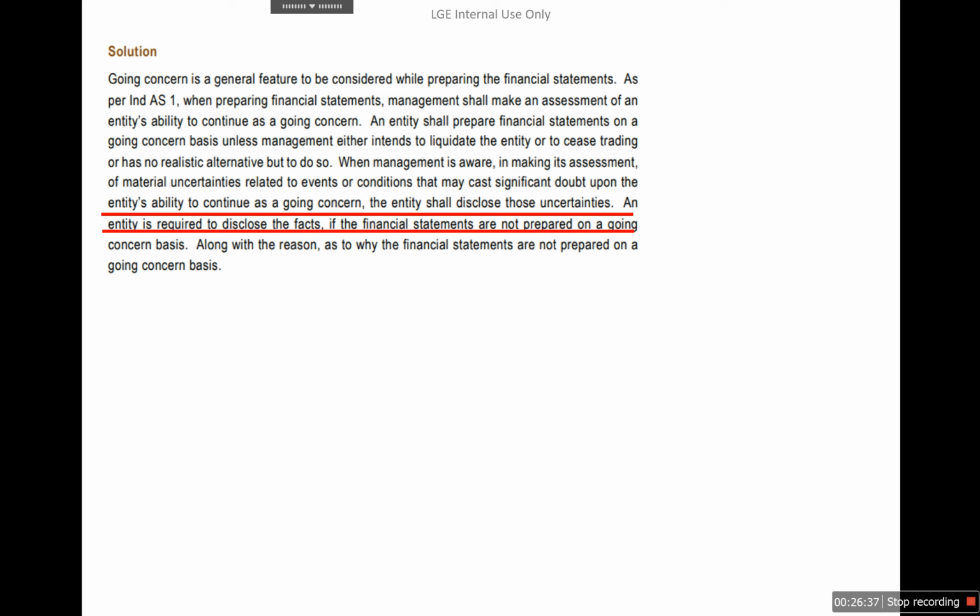So let's see what the solution says: that regarding the entity's ability to continue as a going concern, entities shall disclose these uncertainties, and entities are required to disclose the fact if the financial statements are not prepared on going concern basis, along with the reason why it is not being prepared. But in this case, the entity will prepare the financial statements on going concern basis, because there is no threat to the going concern. Only a material threat persists, so we need to disclose that.